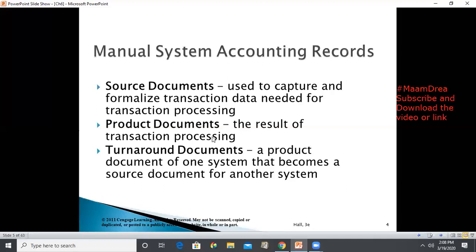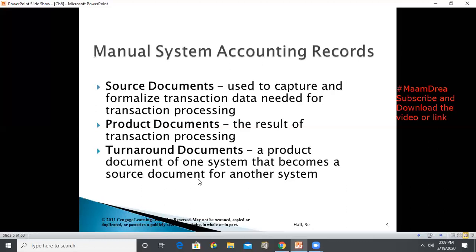Product documents, on the other hand, are the result of the transaction processing. A common example is the payroll check that is made to an employee. This is a product document of the payroll system. Later on in our illustrations, we have the customer bill as the product document of the sales system.